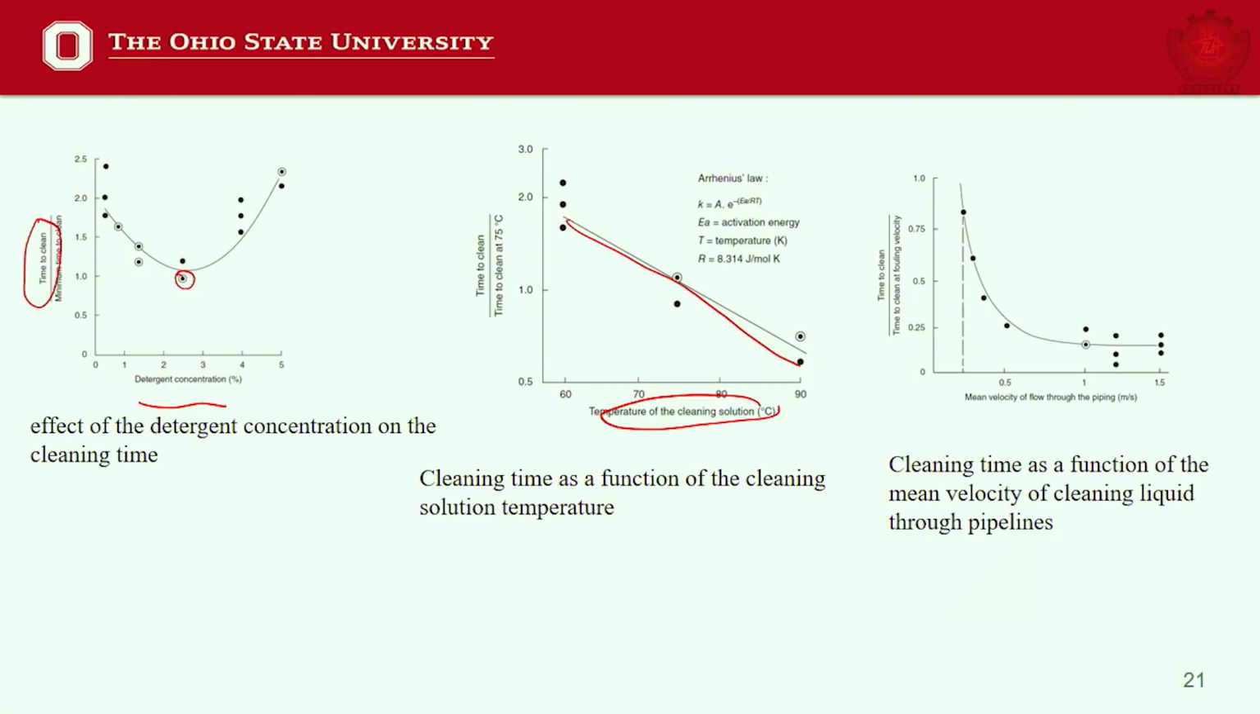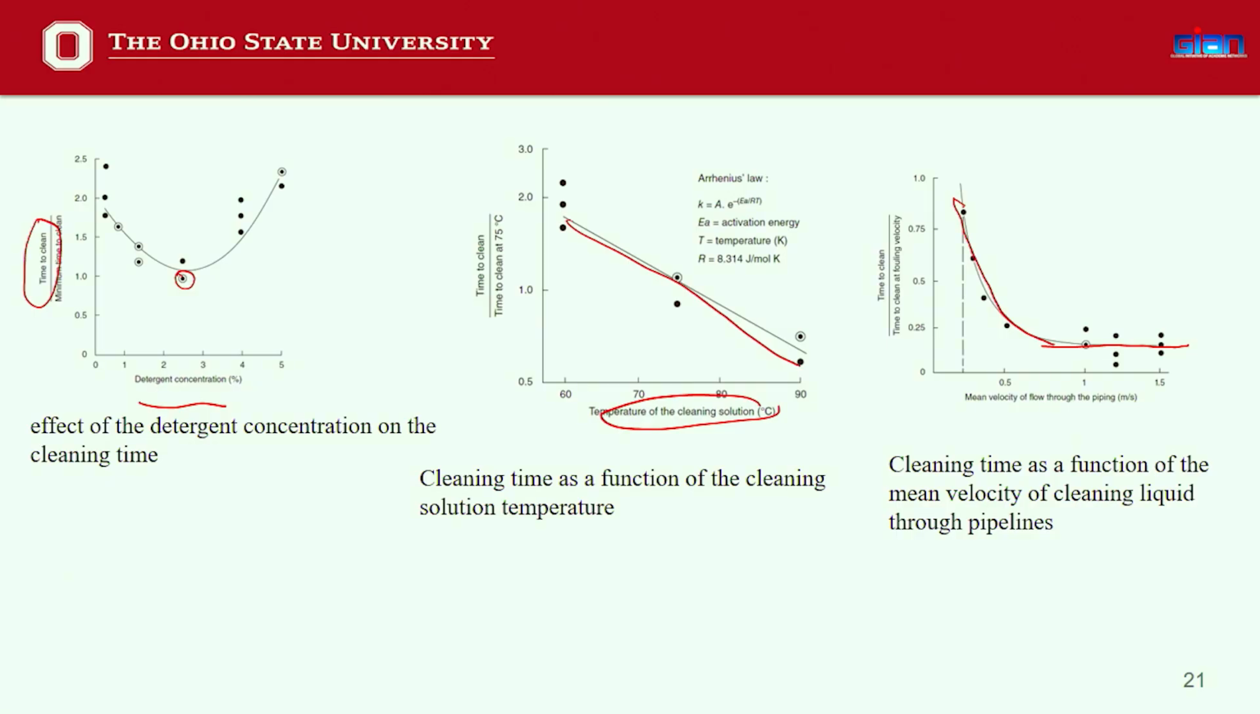The next one is, let us say you are pumping your cleaning solution through a pipe. At what velocity do you have to pump through the system? You can see here it is much more effective up to a certain velocity, then a further increase in velocity does not help much, so it remains about the same. Initially, when you flow through the pipe very slowly, the cleaning may not take place effectively.